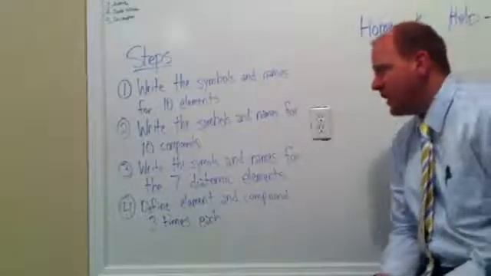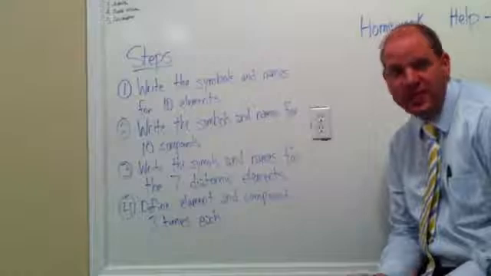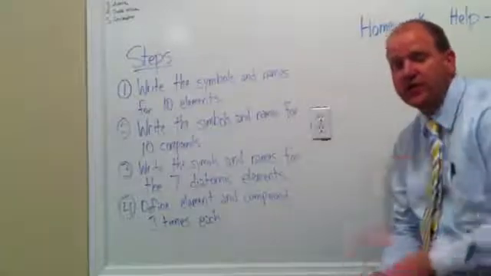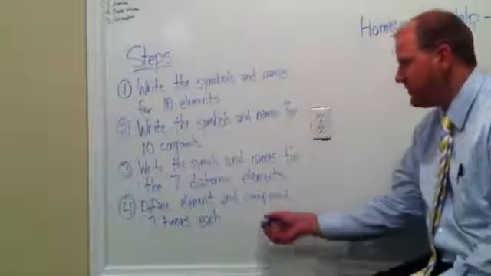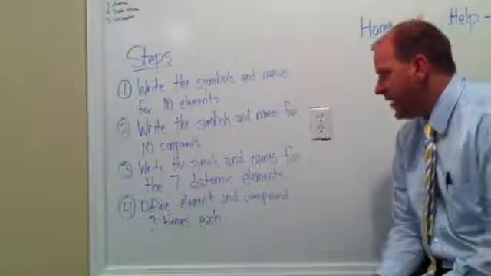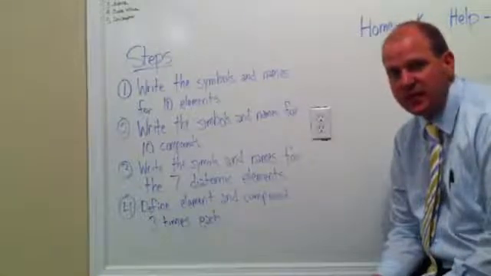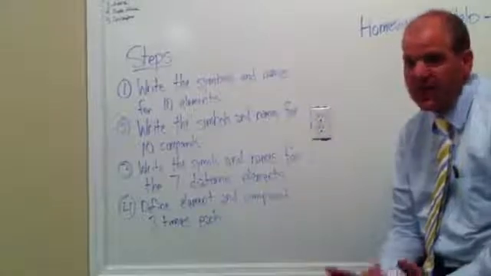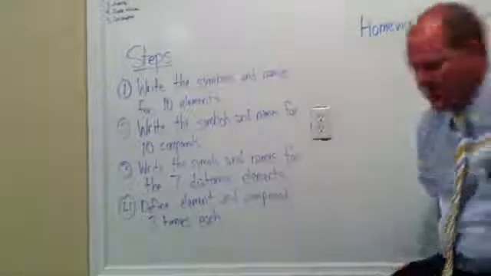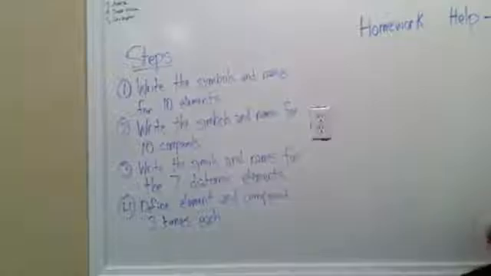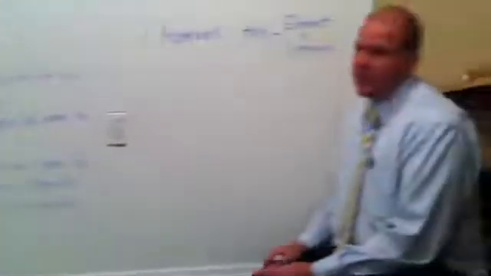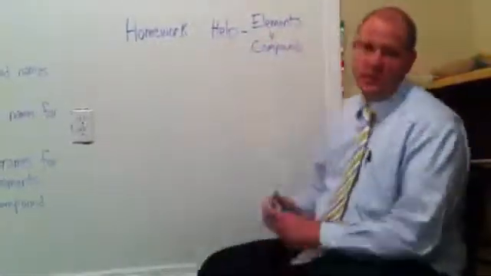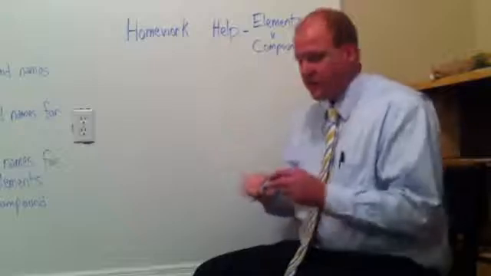Third, write the symbols and names for the 7 diatomic elements. We have 7, it's in your notes, copy those down and their names. And then finally, define element and compound 3 times each. So all together, this homework assignment should take you 30 minutes at most. Alright, well let's scroll over a little bit to the clear side of this board. So here we have homework help, elements versus compounds. This is what you'll do whenever you do this homework.